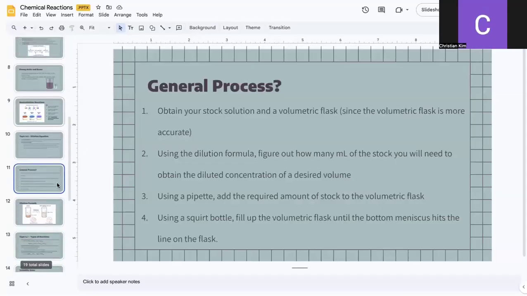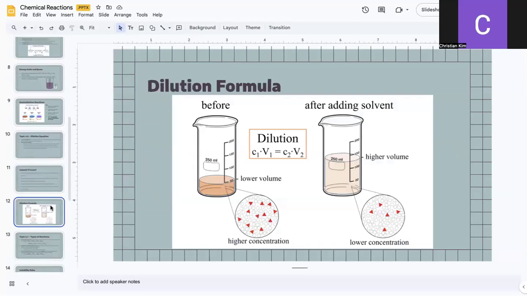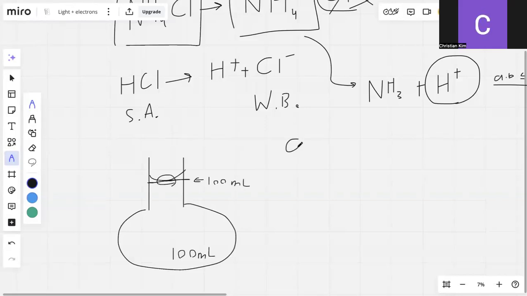And you might be wondering, well, what does this dilution equation look like? Well, it looks like this. We have the first concentration measured in molarity, M, times volume in either liters or milliliters, it doesn't matter as long as your units are consistent, equals the second concentration multiplied by volume 2.